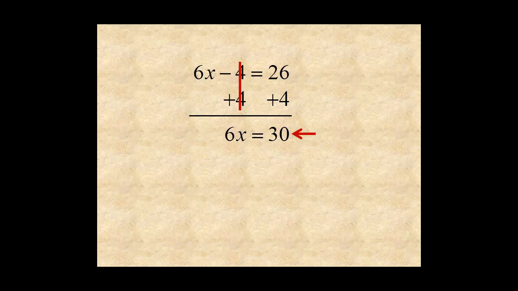Then divide both sides by 6. Since 6 divided by 6 is 1, the left side of the equation is just x. On the right side, 30 divided by 6 is 5, and the solution is x equals 5.